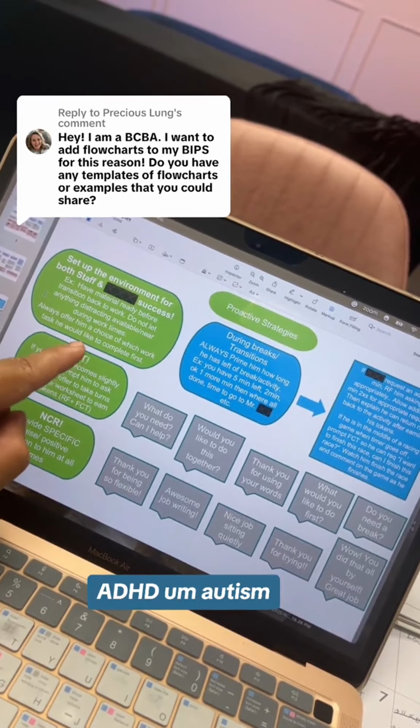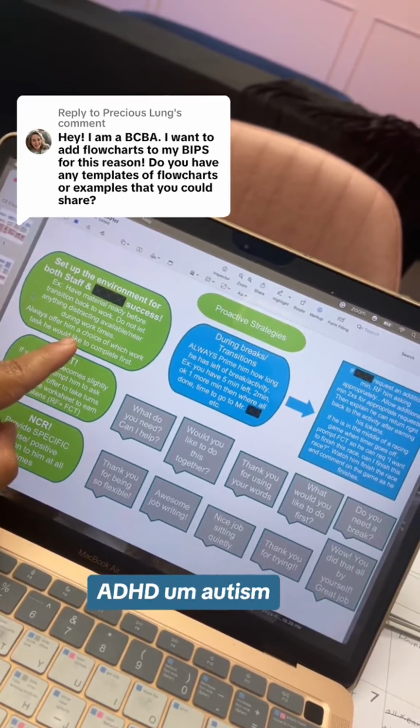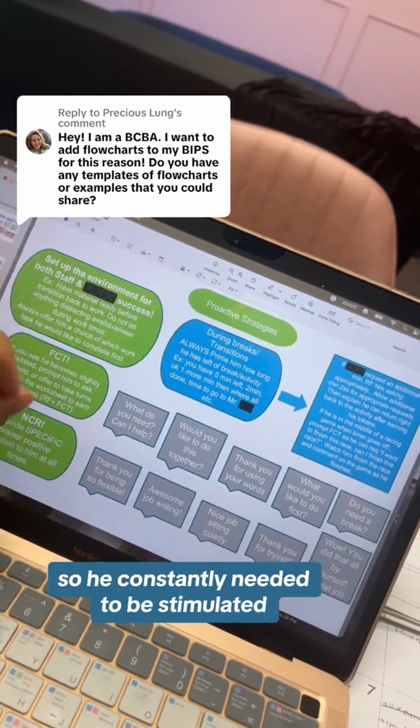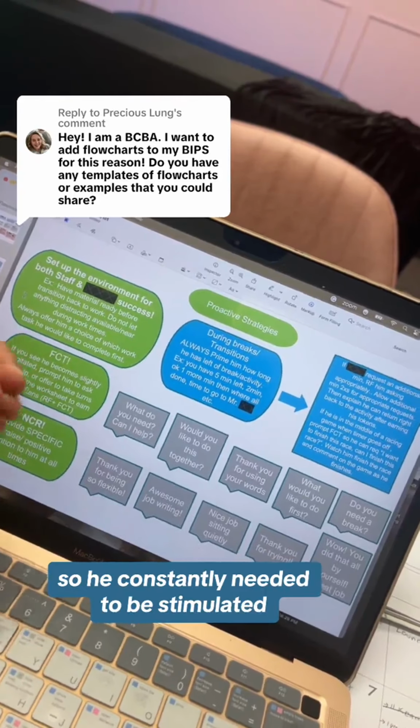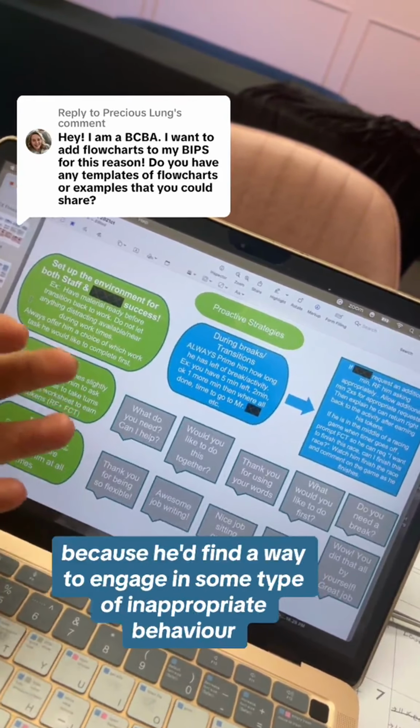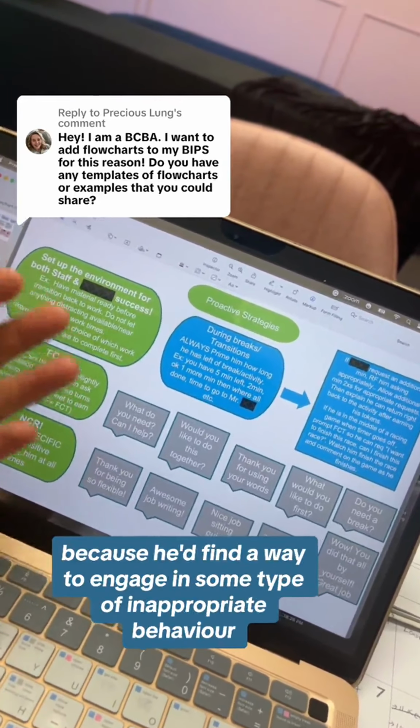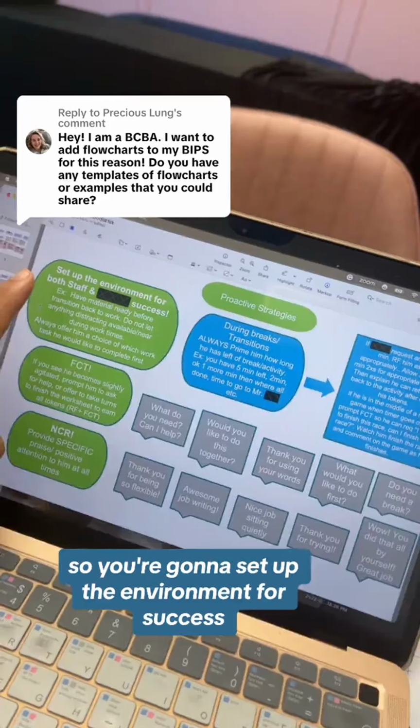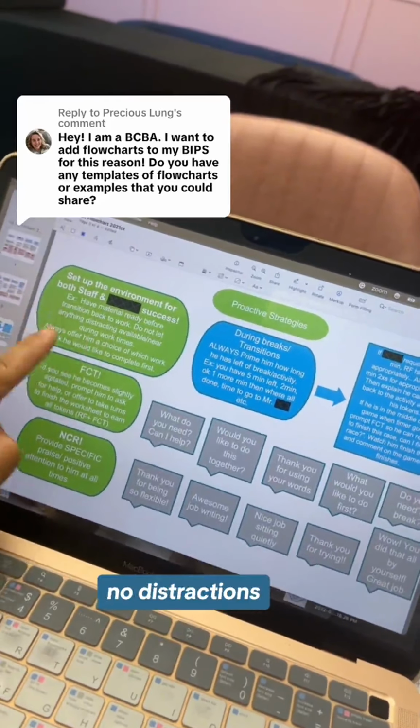You're going to individualize this to your learner, but this specific learner was in first grade, with ODD, ADHD, and autism. So he constantly needed to be stimulated and he could not sit still for long because he'd find a way to engage in some type of inappropriate behavior. So you're going to set up the environment for success, no distractions, being proactive.